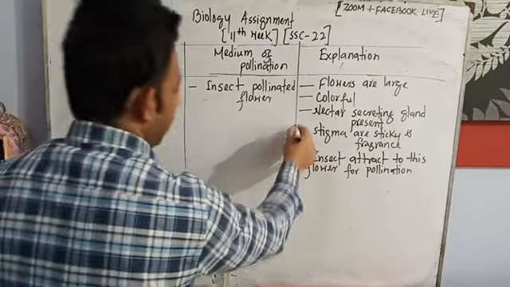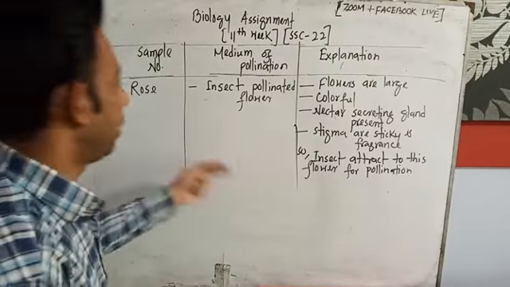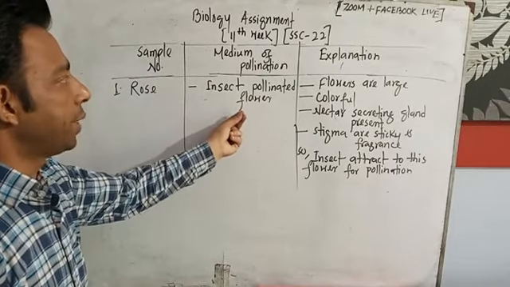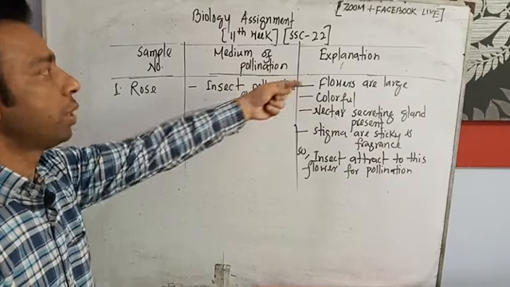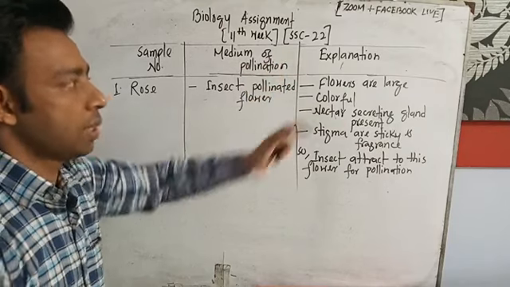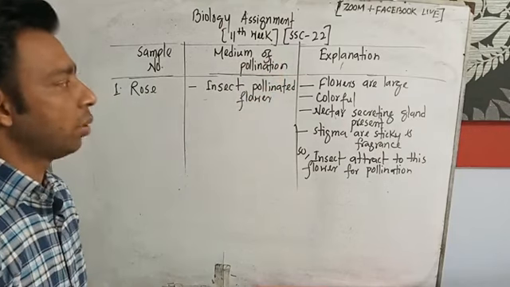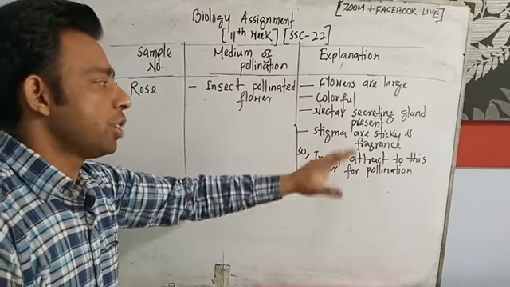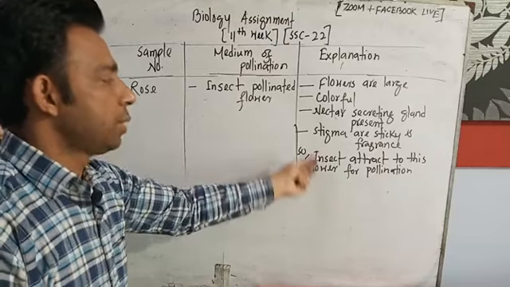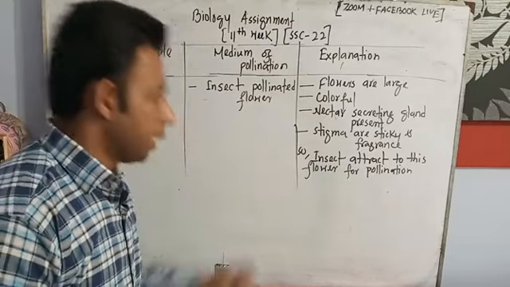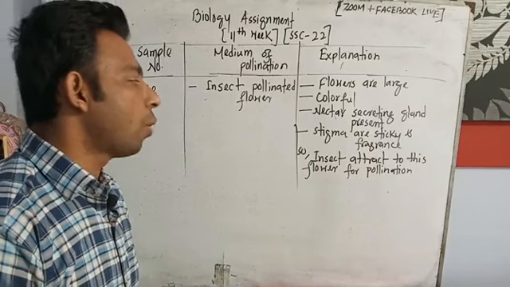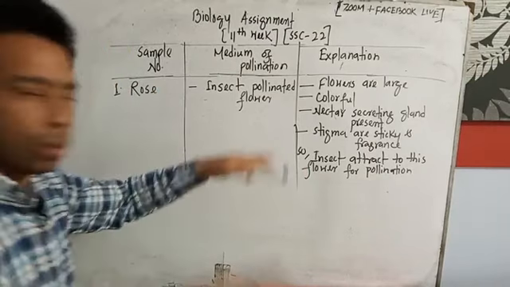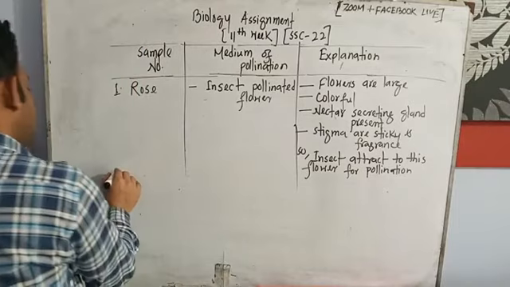In this way, in the first one, sample number 1, it is the rose, an insect pollinated flower, the medium is insect pollination, and for the explanation, flowers are large, already we have a tick sign on it, colorful, nectar secreting gland present, stigma sticky, and fragrance of course present. So because of these features, insects are attracted to this type of flower for pollination. First box completed this way. This way you will go through the next one. Suppose the second one is given.